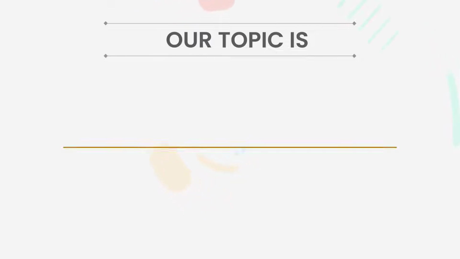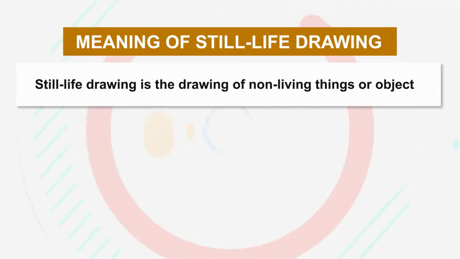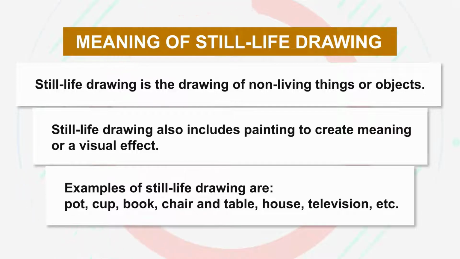In today's class, our topic is the meaning of still life drawing. Still life drawing is the drawing of non-living things or objects. Still life drawing also includes painting, to create many visual effects. Examples of still life drawing are pot, cup, book, chair and table, house, television, etc.